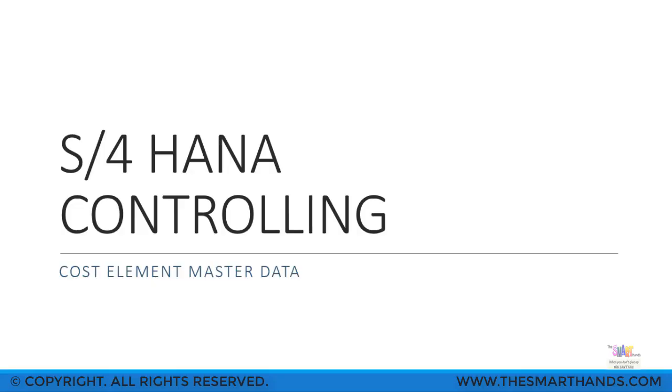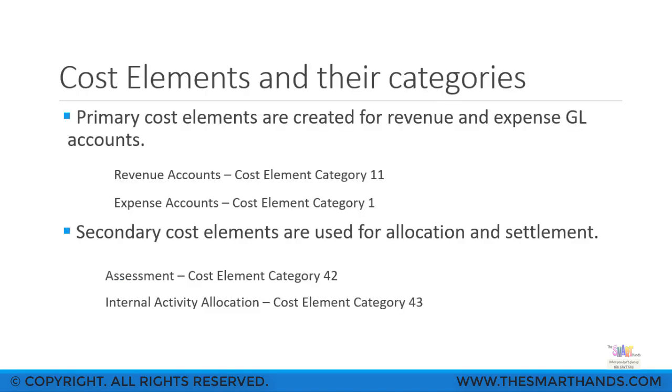In this presentation, we look at cost element master data. Let's look at cost elements and their cost element categories. Primary cost elements are created, for example, for revenue and expense GL accounts. Your primary cost elements for revenue accounts are categorized under cost element category number 11. For expense accounts, the cost element category is number 1.